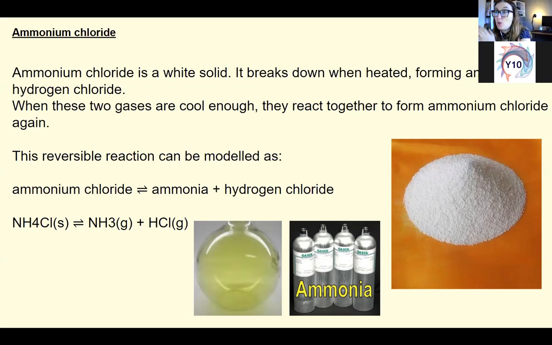Now, when the gases are cool enough, they actually react together to form this white powder again. So by heating it up, it breaks down and I form my products. Allowing it to cool down though, they're going to come back to the same reactant again. And that reversible reaction is shown here. Ammonium chloride breaks down to give you ammonia and hydrogen chloride, and the other way, ammonia plus hydrogen chloride gives you ammonium chloride.